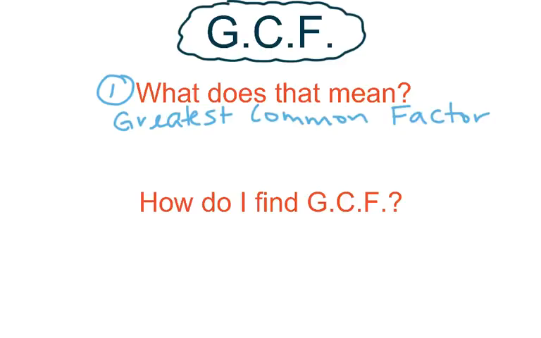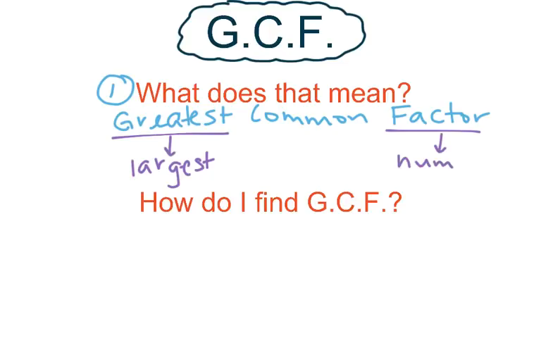And if we break that down, if we think about the word greatest, that would be our largest number, because a factor is a number, a whole number to be more specific. So it's our largest number that two or more numbers have in common. So remember, the word common means that they share those numbers. So greatest common factor would be the largest number that two or more numbers have in common.